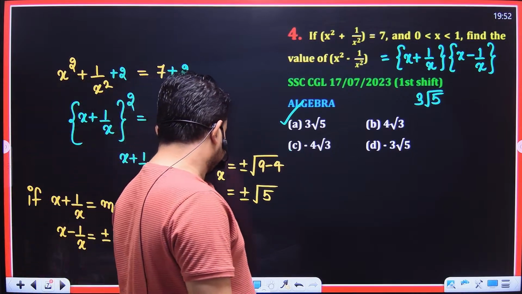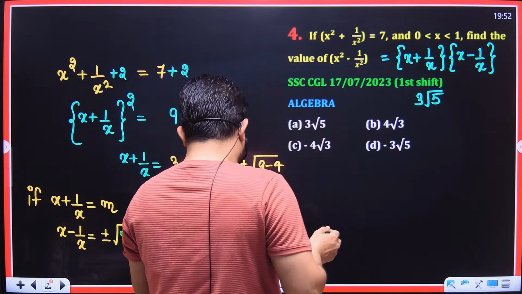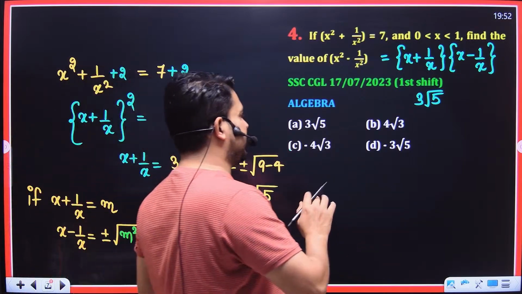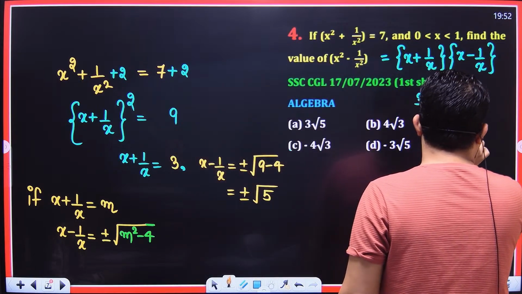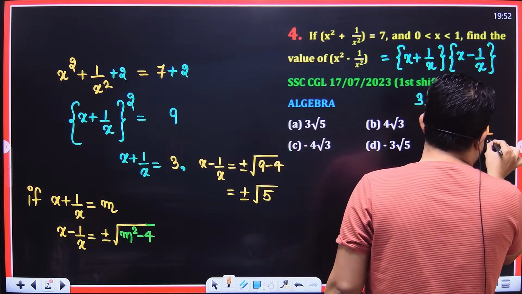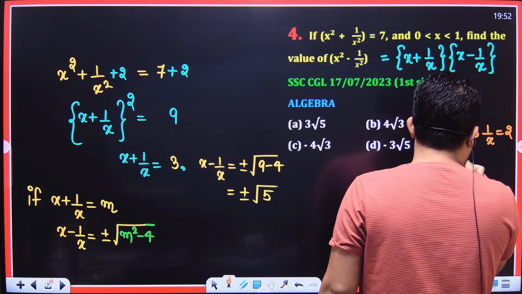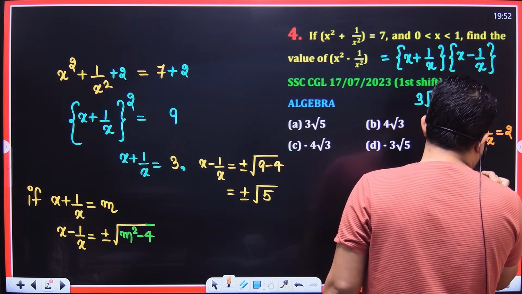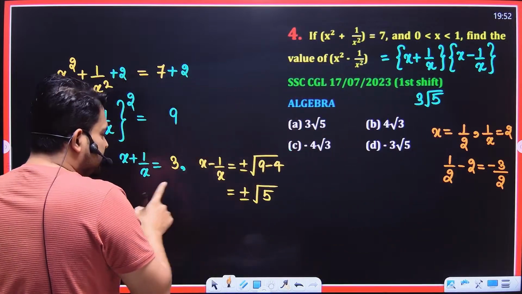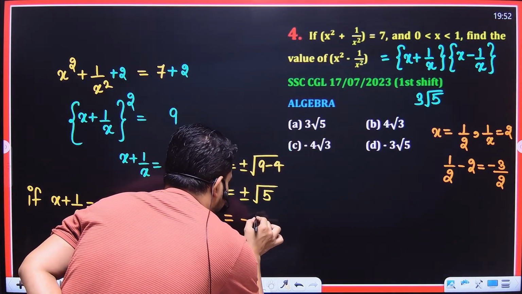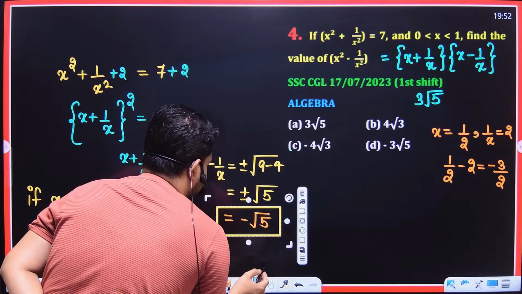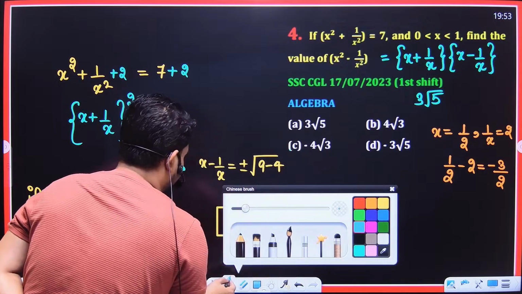Why were they wrong? Because x has a fraction value less than 1. Suppose x is equal to 1 by 2. Then 1 upon x will be 2. When you subtract 1 by 2 minus 2, what do you have? Minus 3 by 2. It means x minus 1 upon x will always be negative. So I will write minus root 5 as my answer of x minus 1 upon x. X minus 1 upon x is equal to minus root 5, and x plus 1 upon x is already given.